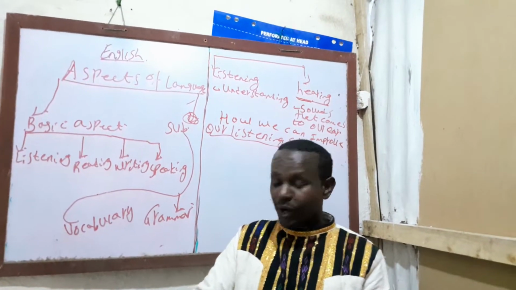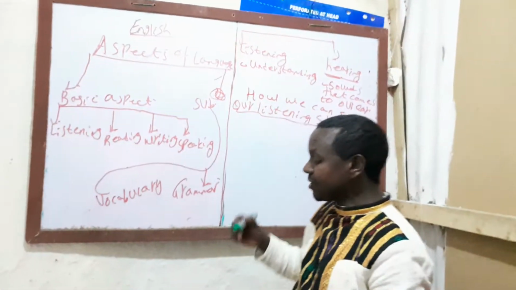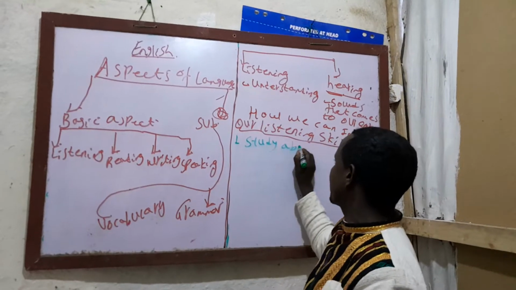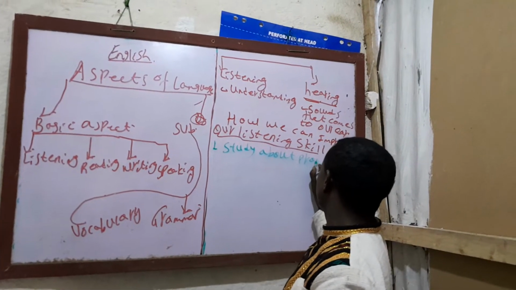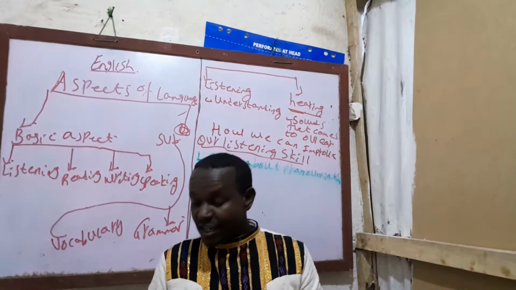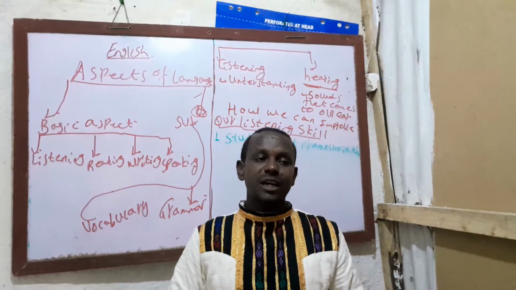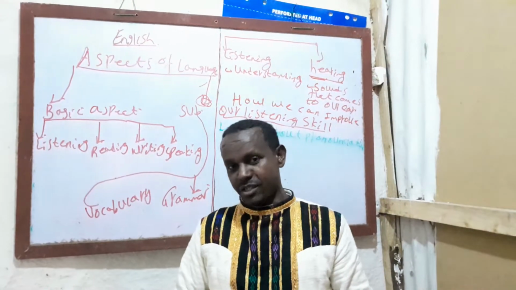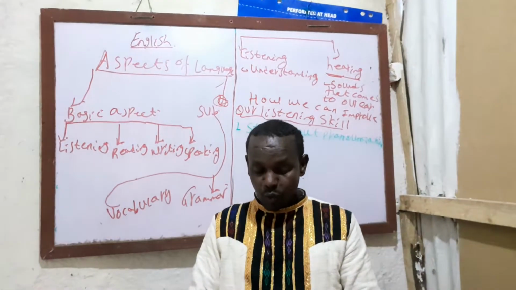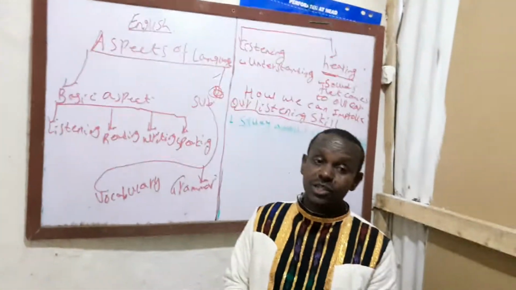Our listening skill. So when we look at the strategies, the first strategy that we should know is what? That is to study about pronunciation. This is the first strategy. That means you should know more about, or you should practice, how words can be pronounced, how sentences can be pronounced. So you have to study about the pronunciation, or how we can pronounce the word. So you have to listen to different voices or different pronunciations about a certain word or a certain structure.